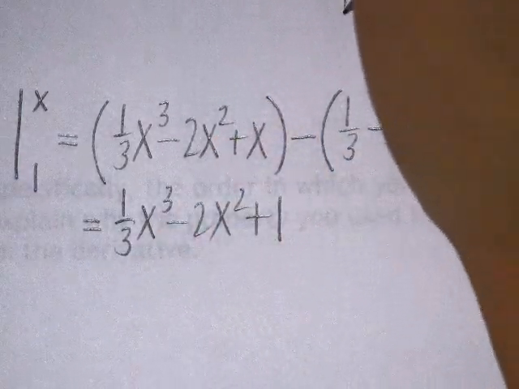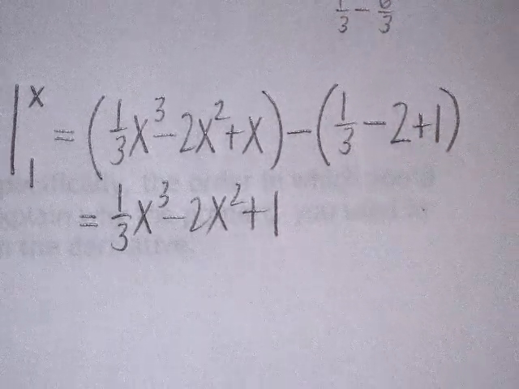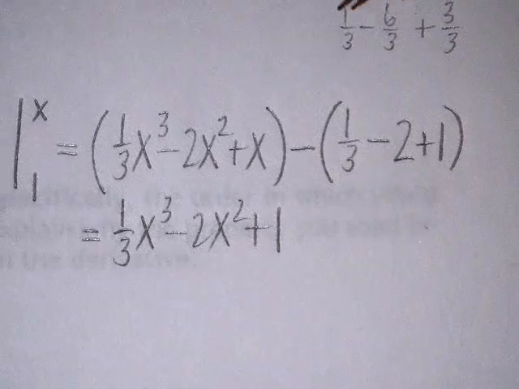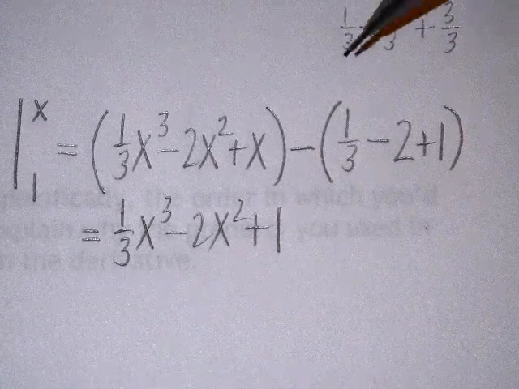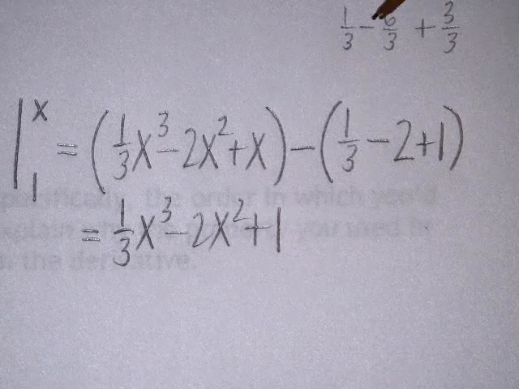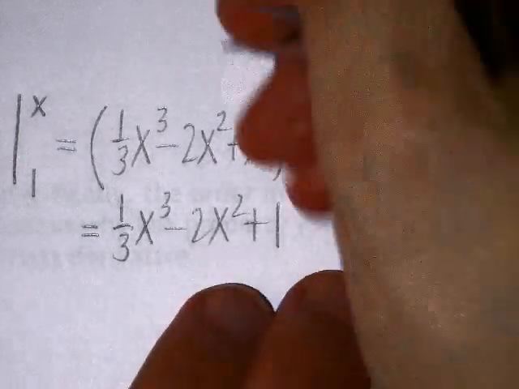1/3 minus 2 would be 1/3 minus 6/3 if you're a common denominator person. And then plus 1 would be plus 3/3. So that might be a quick little bit of side work that you can do if you have trouble with fractions and aren't good at visualizing them. 1/3 minus 6/3 is negative 5/3. Negative 5/3 plus 3/3 is negative 2/3.